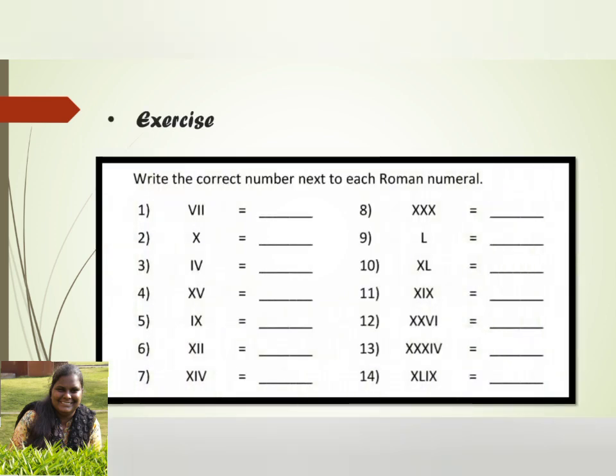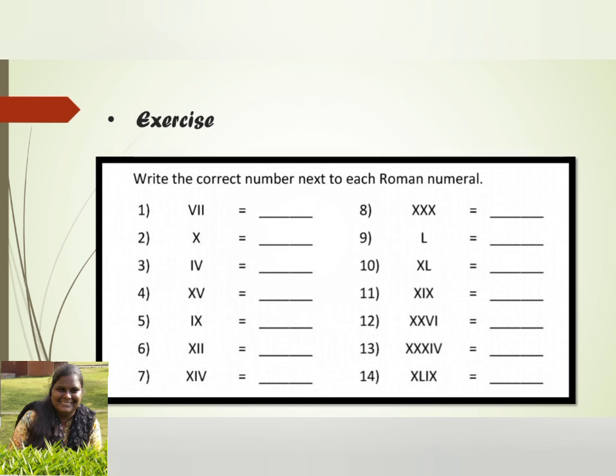Write the correct number next to each Roman numeral. So what are those Roman numerals? Look at the second one. X stands for what? 10. Very good, students. You are very attentive in the class. What about the 10th one? XL. XL means extra large. Oh no, my dear students, it's not extra large. It is 50 minus 10, that equals to 40.